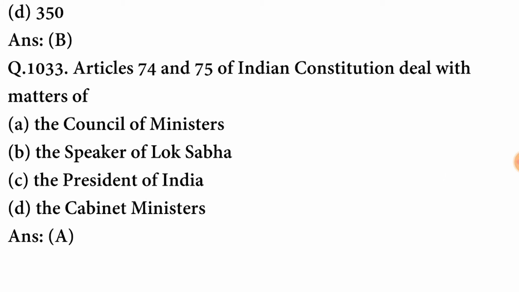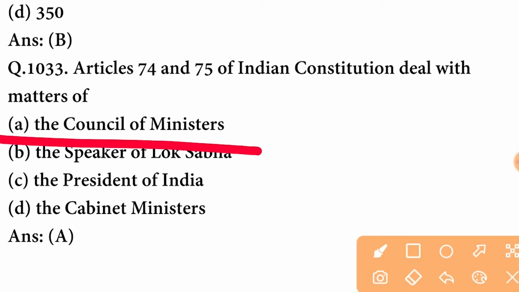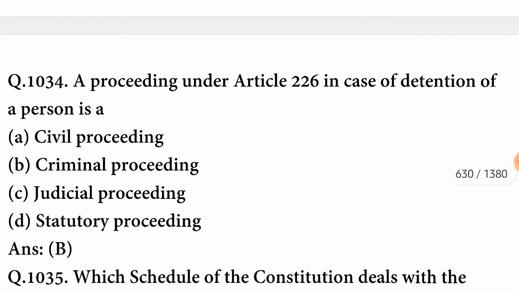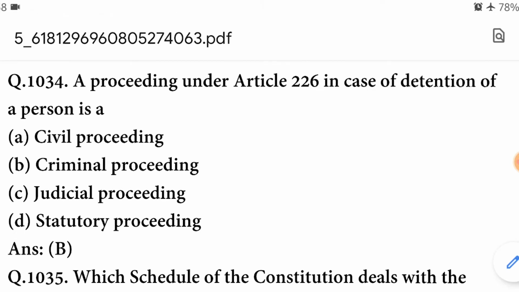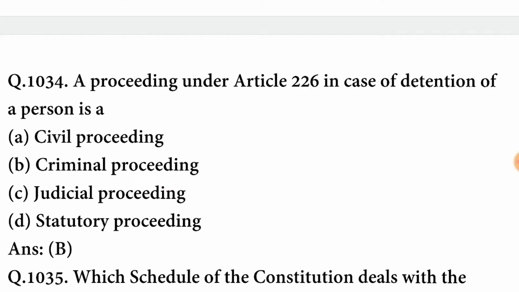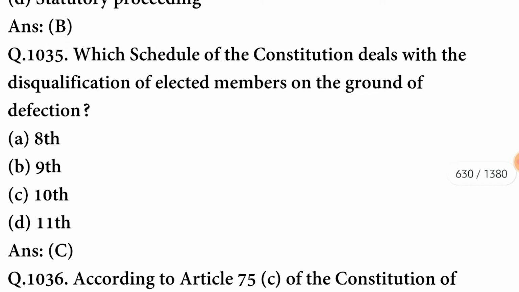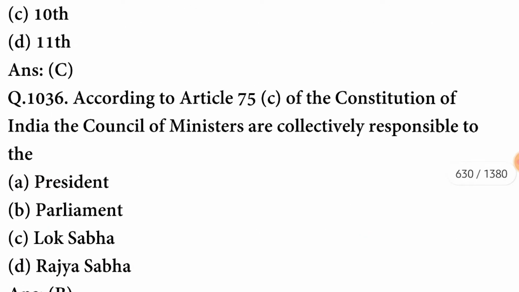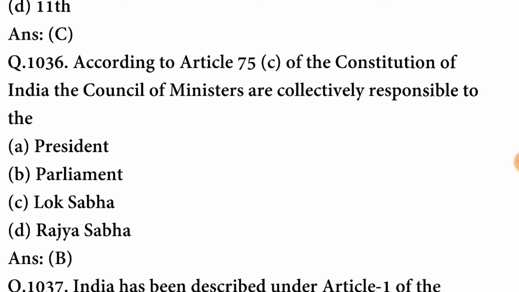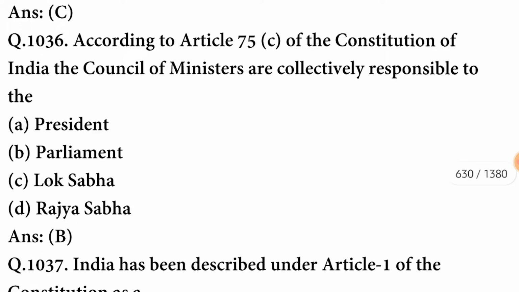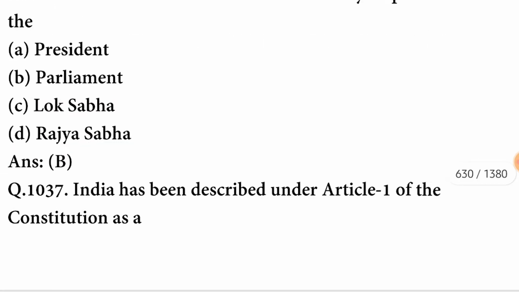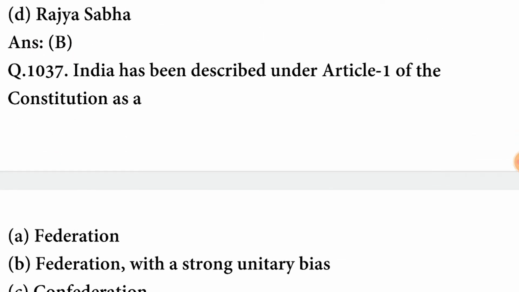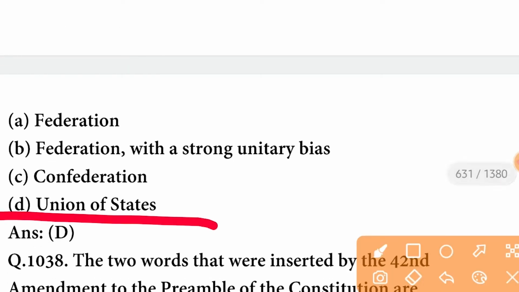Articles 74 and 75 of the Indian Constitution deal with the matters of the Council of Ministers. A proceeding under Article 226 in case of detention of a person is a criminal proceeding. Which schedule of the Constitution deals with the disqualification of elected members on the grounds of defection? The schedule is the 10th schedule. According to Article 75 of the Constitution of India, the Council of Ministers is collectively responsible to the Parliament. India has been described under Article 1 of the Constitution as a union of states.